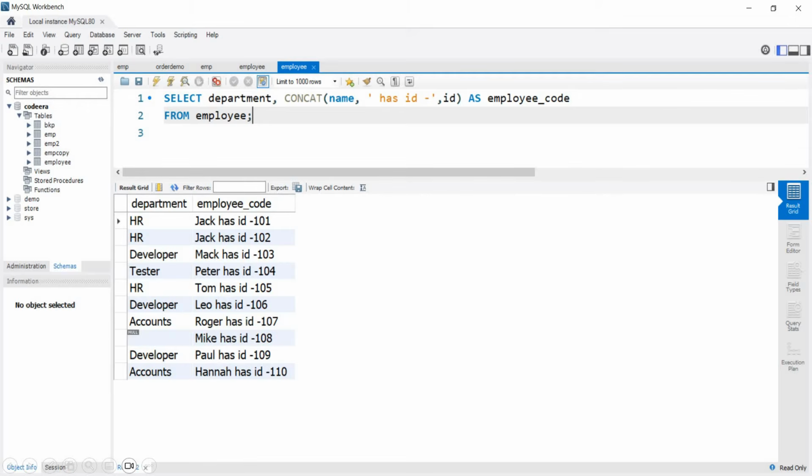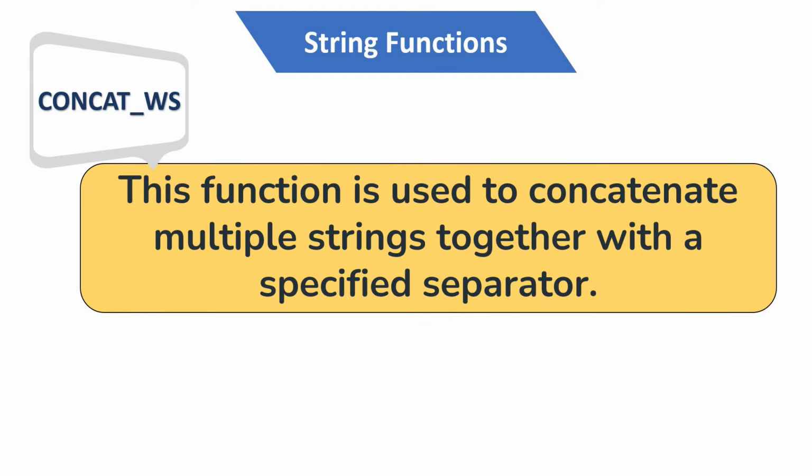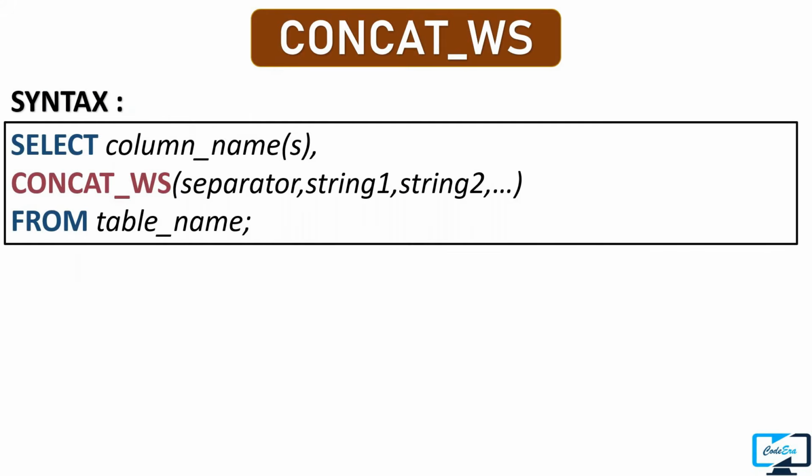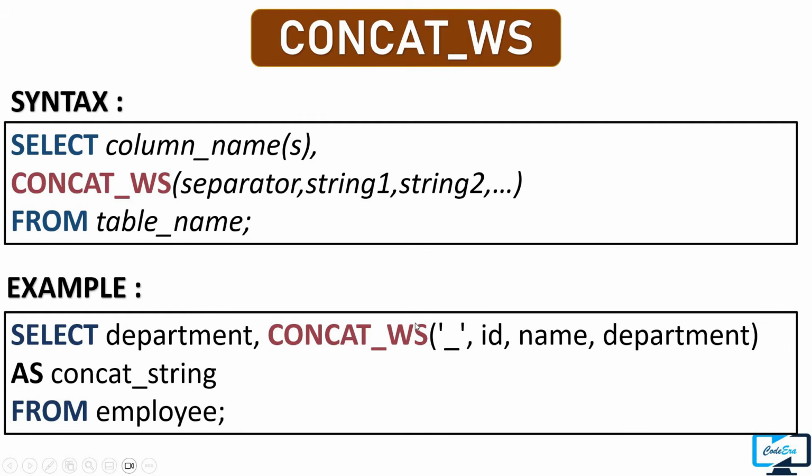Our next function is also similar to the concat function. The next string function is concat with separator, that is concat_ws. This function also concatenates multiple strings together, but it separates them with a specified separator. In the query, with the function, first we have to pass the separator, and after that we have to pass the multiple strings that we want to add. For example, this query will add ID, name and department together, and it will separate them with an underscore, because the underscore is the separator.